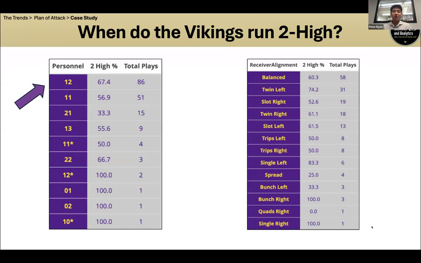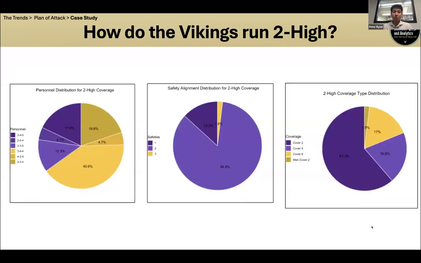What's most notable is that of the two most common personnel groupings, personnel 12 and 11, the Vikings run 2i against 12 much more often, aligning with their findings that two tight end looks are most often met with 2i coverage.